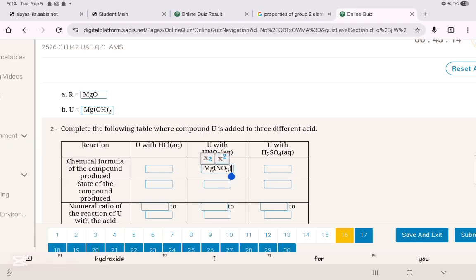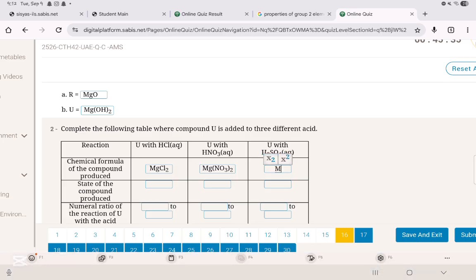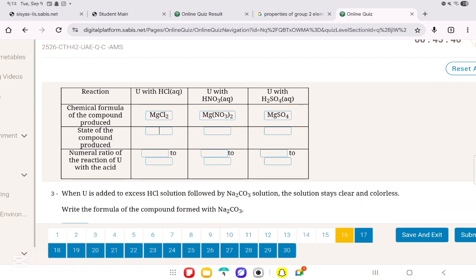2. Same exact thing with HCl. It's going to be MgCl2. And same exact thing with H2SO4. It's going to be MgSO4. Perfect. That's it for the first part. Let's move on to the next one.